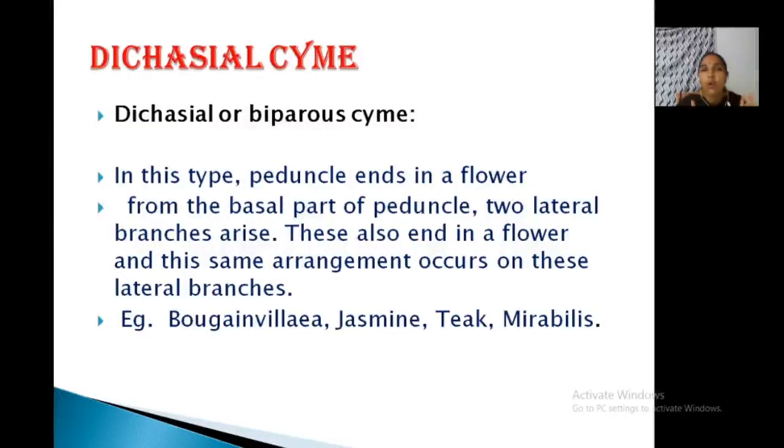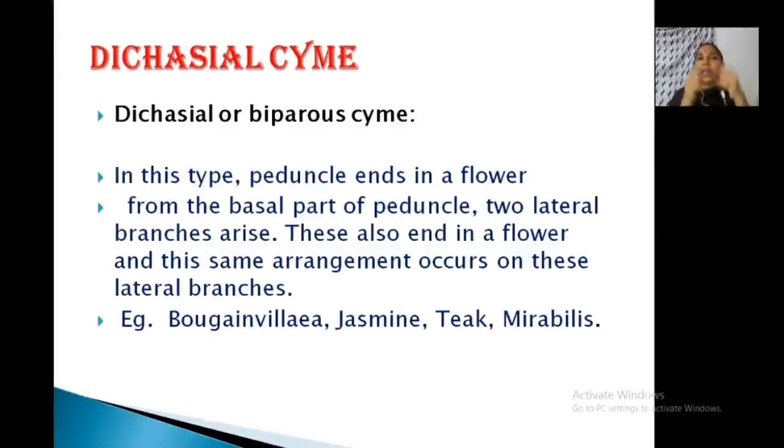So the first type is monocasal cyme, only on one side branching. Dicasal cyme or biparous cyme. Monocasal cyme is also called uniparous. Dicasal cyme is also called biparous. What is the feature? Peduncle or main axis ends in a flower. From the basal part, two lateral branches arise. Clear? Monocasal, from its base only one lateral branch.